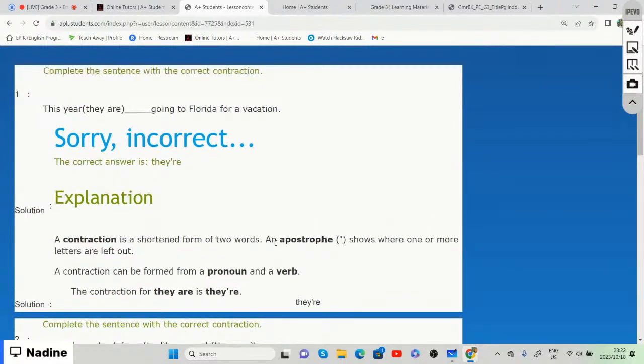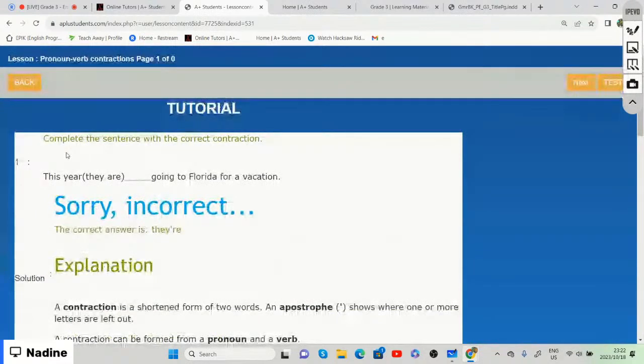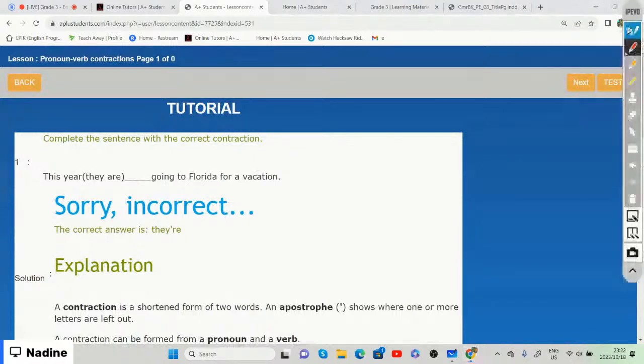So now we are going to complete the sentence with the correct contractions. We're going to look specifically at the words in brackets. We look at the words in brackets and then write down the contraction, the shortened form of those two words.